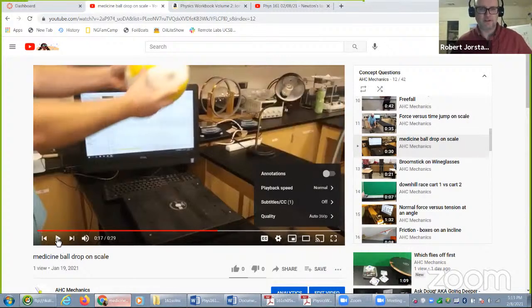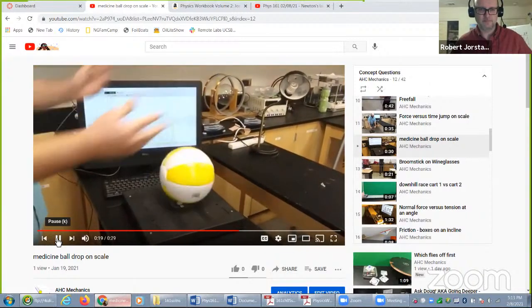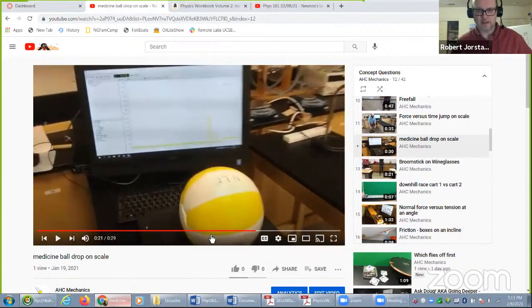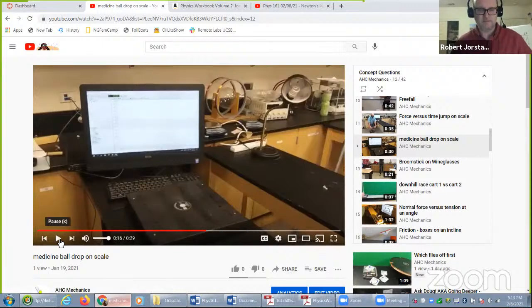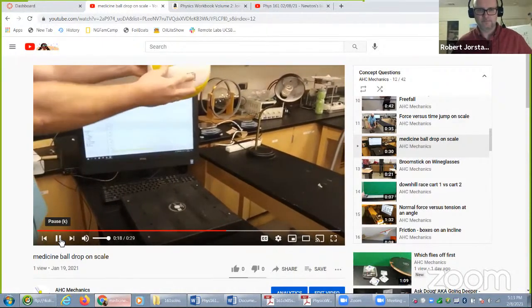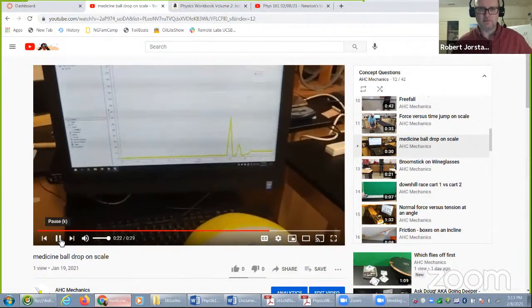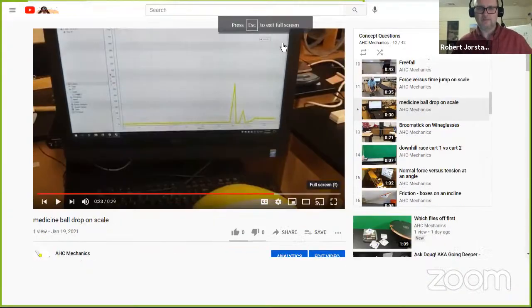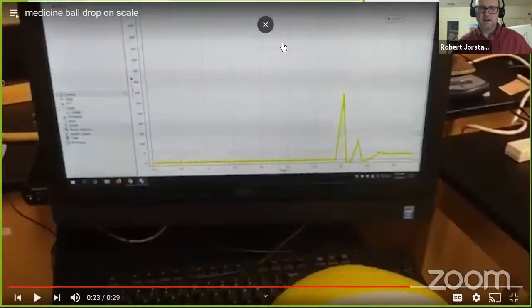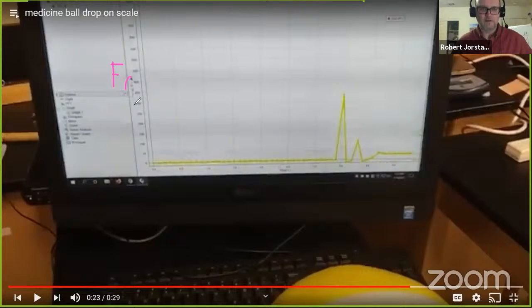All right, so I'm going to run this. Notice it bounced. I'm going to play that again just in case you didn't see that. It bounced a couple of times. And now when we get into here, again, this is the force. Right here, that is time, and this is being measured in seconds. This is being measured in newtons.